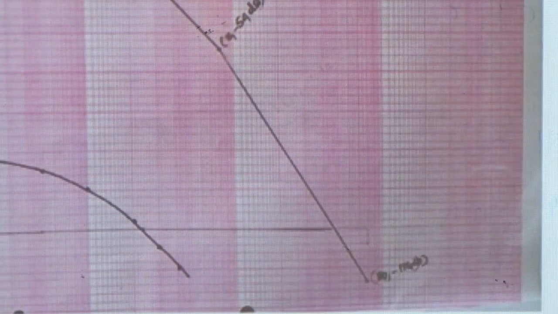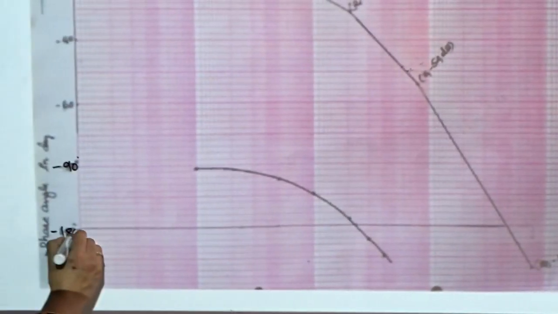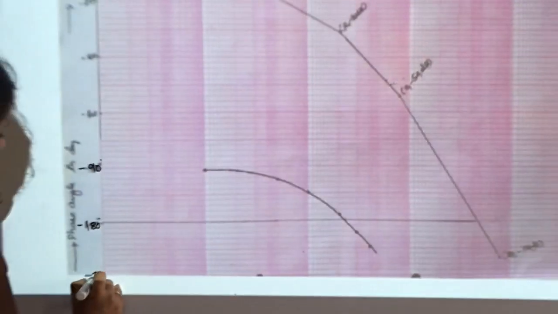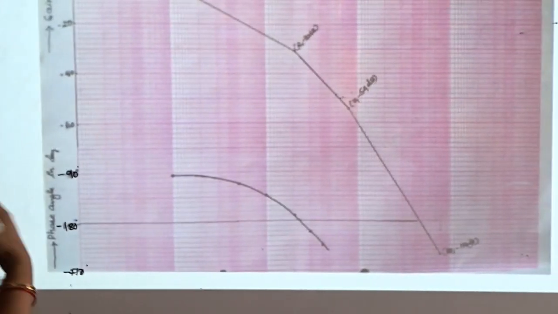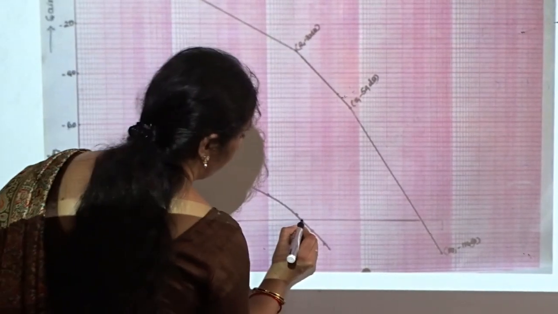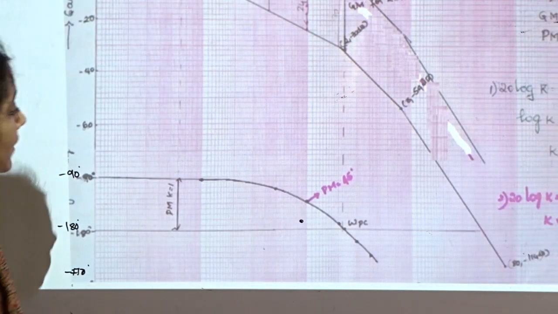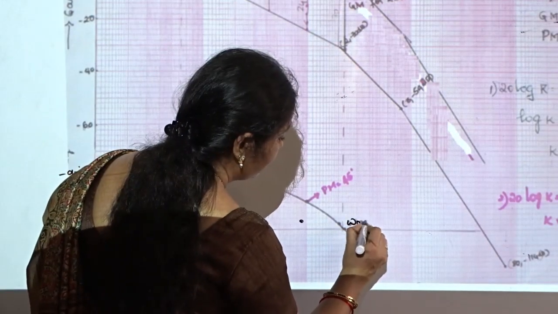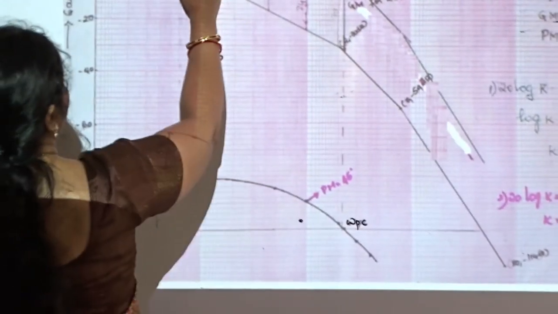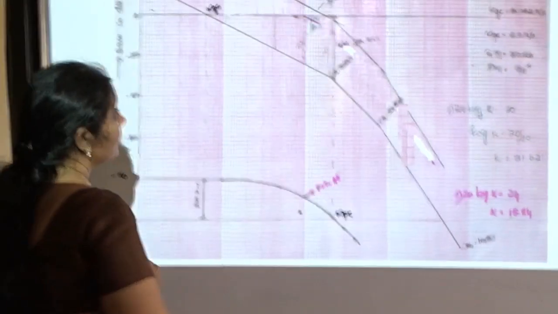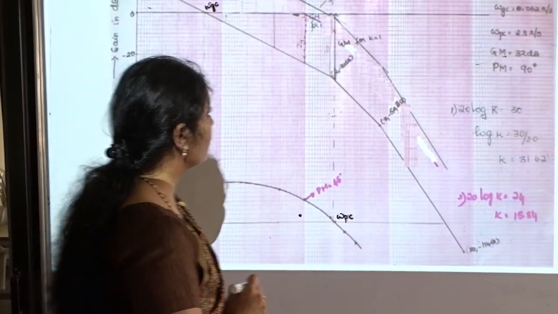Now from the phase table, mark all the points and join them, you get the phase plot. This is minus 90 degrees, this is minus 180 degrees, this is minus 270 degrees. Then what is this point called? It is called the phase crossover frequency. This is omega PC and this is omega GC, the gain crossover frequency. What is omega PC and what is omega GC?